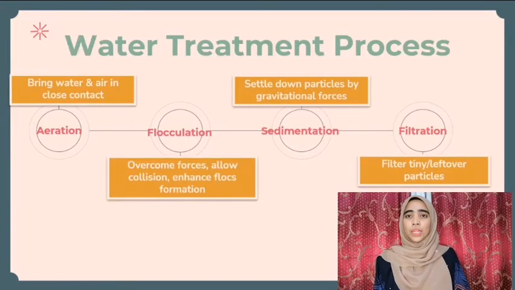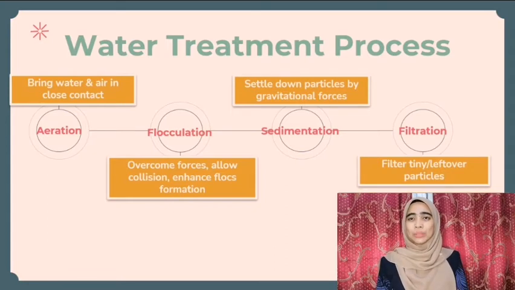There are four main processes involved in the water treatment process, which are aeration, flocculation, sedimentation, and filtration. The process starts with aeration, where it brings air and water in close contact together to remove dissolved gases like carbon dioxide, and it pumps cascadely over a series of trays. Coagulant, alum, is dosed to enhance the floc formation before entering the flocculation tank. Flocculation is a successive process to overcome the force that stabilizes suspended particles and allow frequent collision.